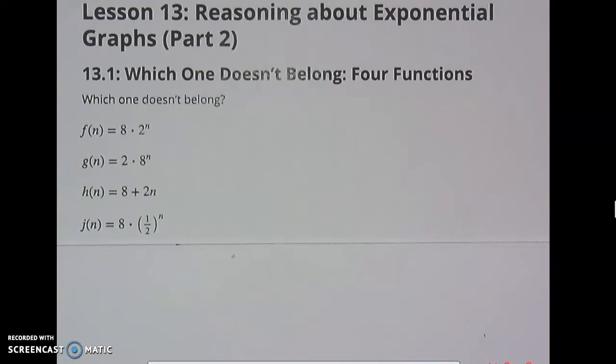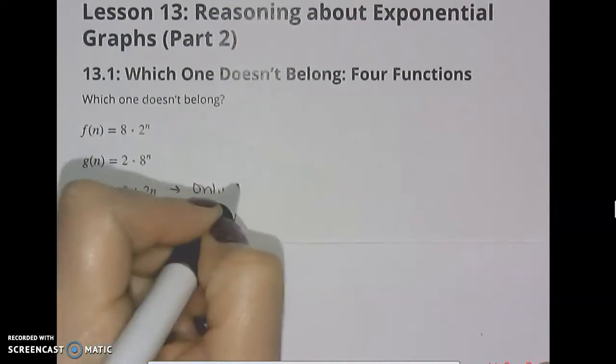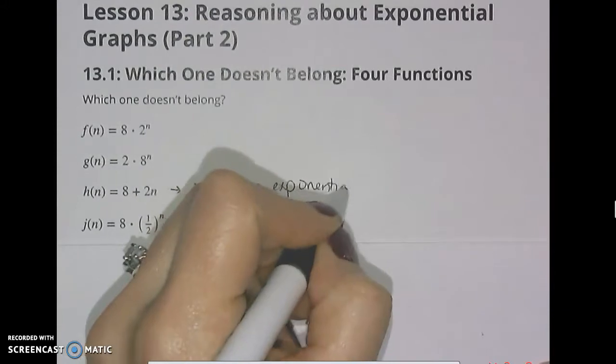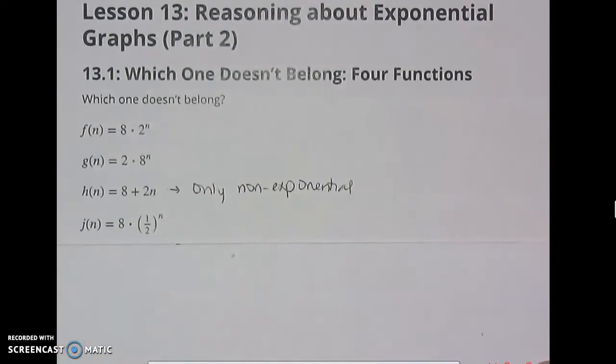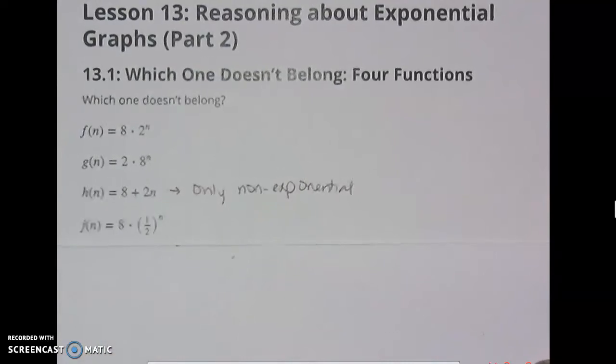With these, each one doesn't belong for a different reason. So you would just have to think about and see what you notice with each of these. So right off the bat, which ones look different? Well, here h of n is the only non-exponential. All of these others are in the form a times b to the x power, y equals a times b to the x power. So that's the only non-exponential. This one is a line, okay?